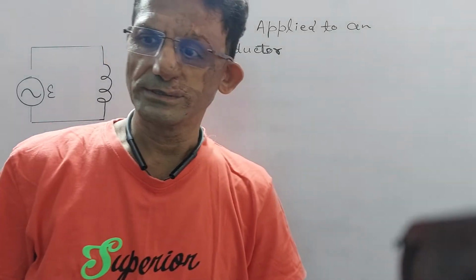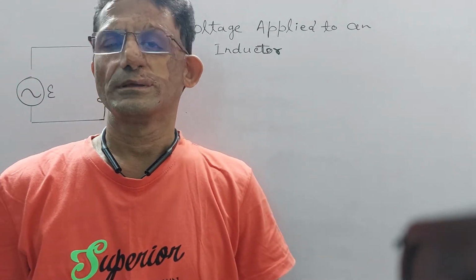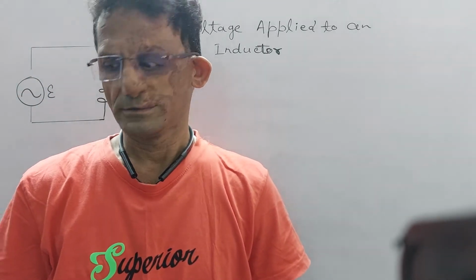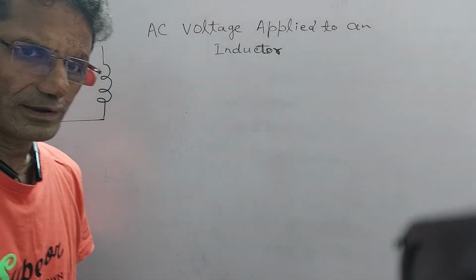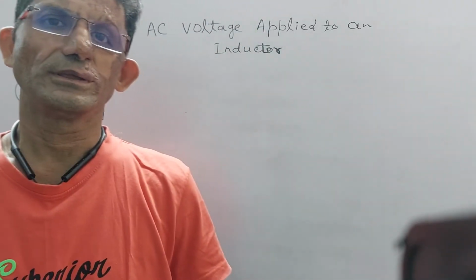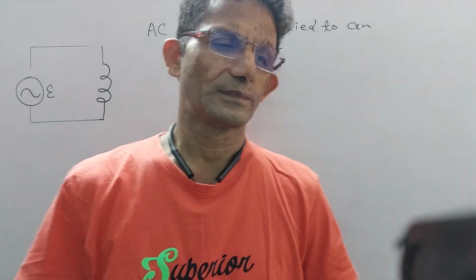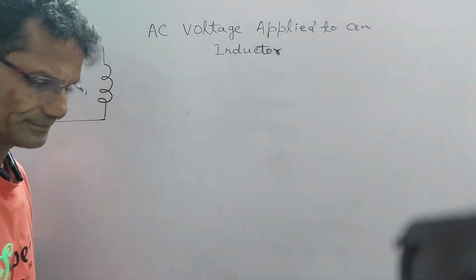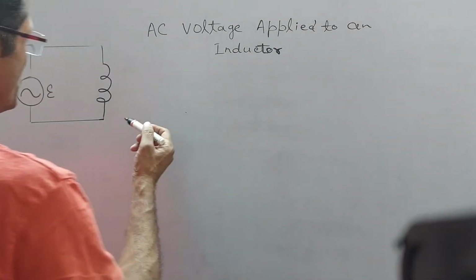Yes, dear students, our topic is alternating current with an inductor. In the ideal case, we take the inductor as resistanceless, but actually there would be some resistance in the turns of the coil. Let us start with the ideal case. There is a source voltage.